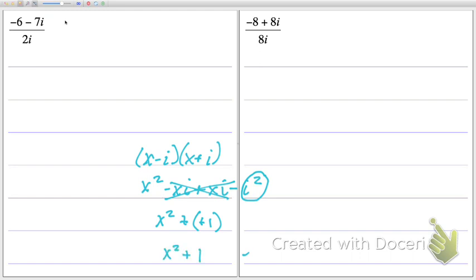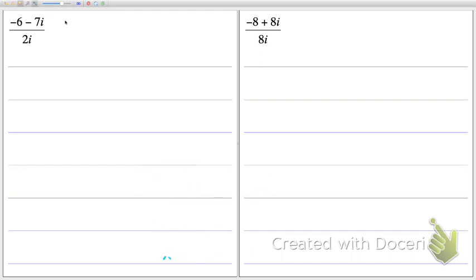Yes? Okay. So in the past, we've done problems, and I've told you you can't leave square roots in denominators. Guess what you also can't leave in denominators? Imaginary numbers. So we will be multiplying by conjugates. So we have -6 minus 7i over 2i. Got it written down? Yep.